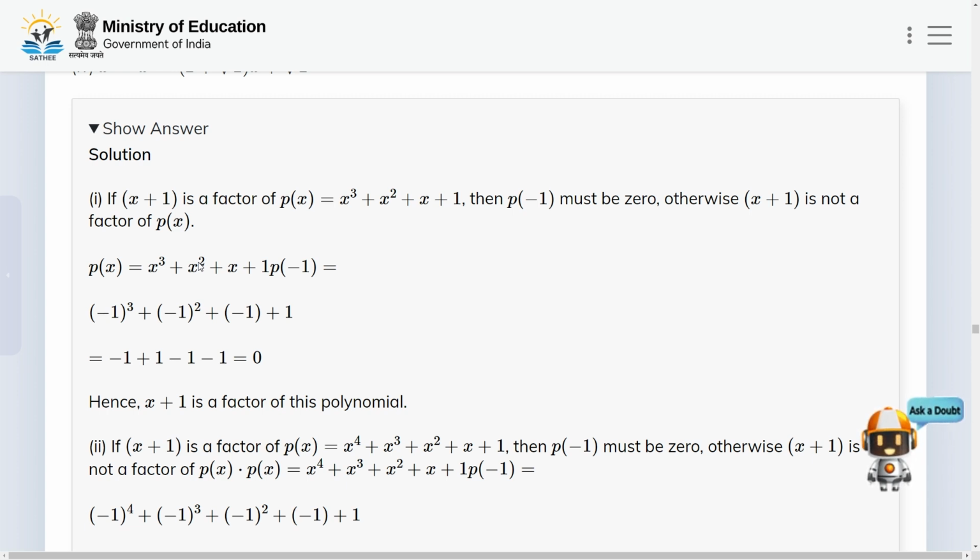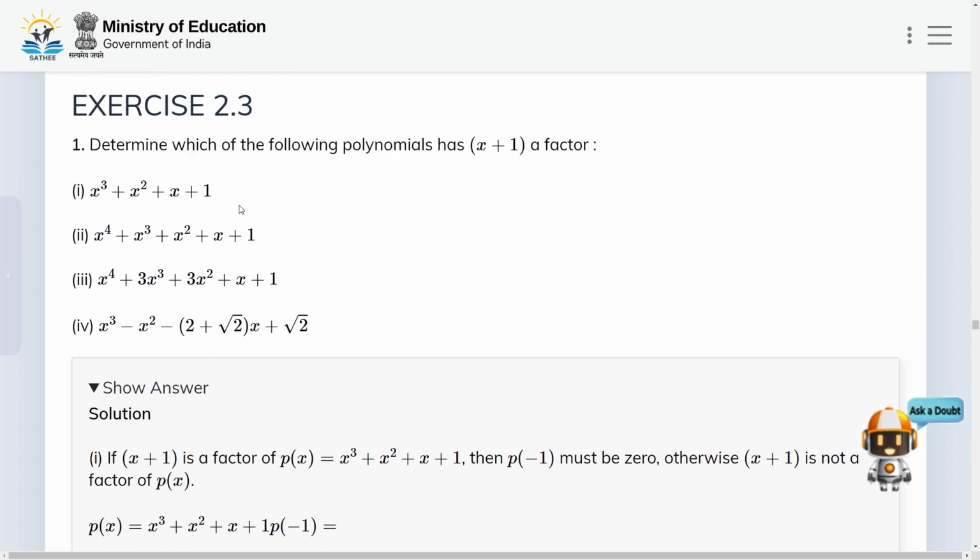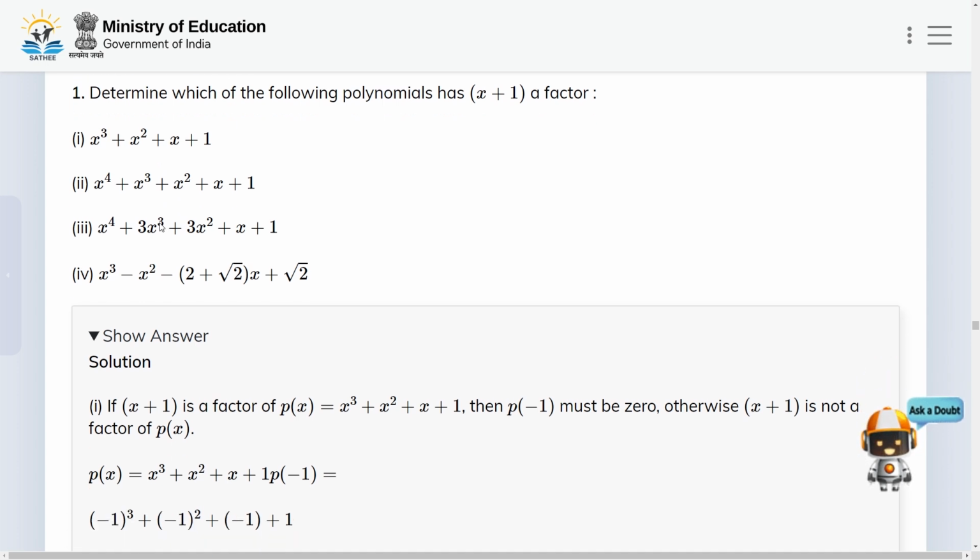This is equal to minus 1 whole cube plus minus 1 whole square plus minus 1 plus 1. This is equal to minus 1 plus 1 minus 1 plus 1. So this is equal to 0. So p of x equals x cube plus x square plus x plus 1 has x plus 1 as a factor. Okay, so x plus 1 is a factor of the cubic polynomial x cube plus x square plus x plus 1. Now let us check the second one.